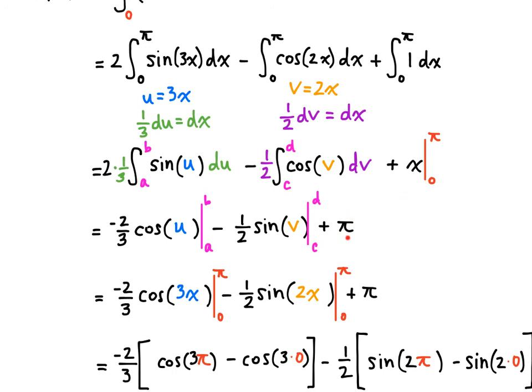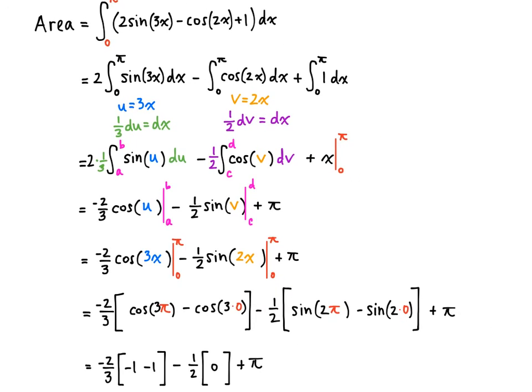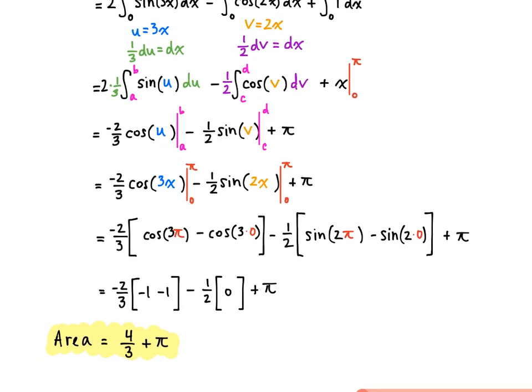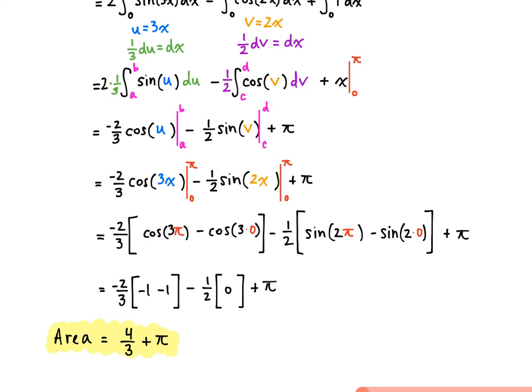Now we make our substitutions back. For u, we have 3x. For v, we have 2x. And now we can evaluate that on our interval from 0 to pi. Now it just becomes algebra, so be very careful as you're plugging in, and check what you get here. For the first function, we get cosine of 3 pi minus cosine of 0, multiplied by negative 2/3, minus 1/2 times sine of 2 pi minus sine of 0, and then plus pi in the end. So when all is said and done, we end up with the area being 4/3 plus pi.